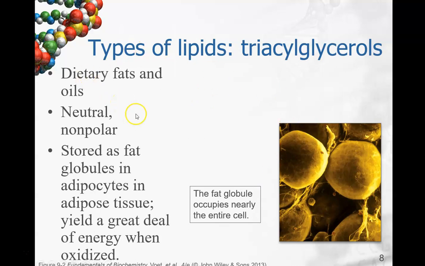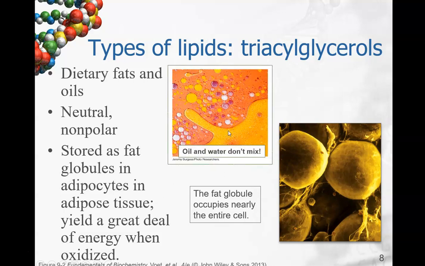So the dietary fats and oils that we love to eat are triacylglycerols. They are neutral and nonpolar. They are stored as fat globules in adipocytes. So adipocytes are fat cells that compose the adipose or the fat tissue. They yield a great deal of free energy when you oxidize them, as we will find out in a later chapter. And if you looked at the structure of a fat globule, the fat itself occupies nearly the entire cell. The other kinds of organelles that we're accustomed to seeing in the cell are kind of squashed into a smaller space. We do know from our experience that oil and water don't mix, so our triacylglycerols are completely nonpolar. They don't mix with water at all.